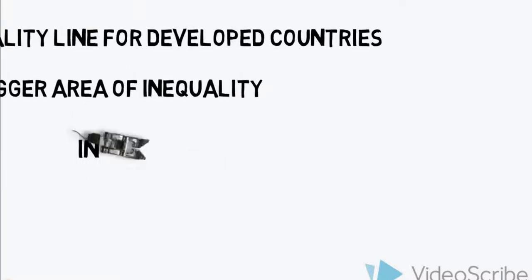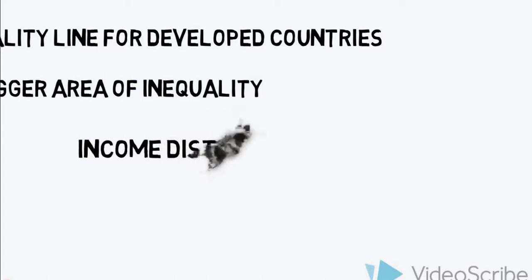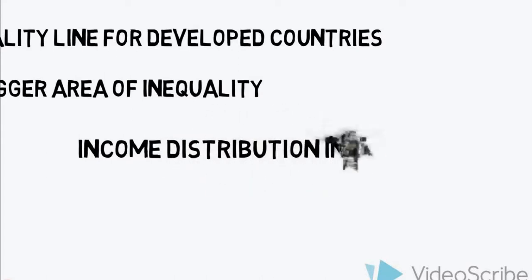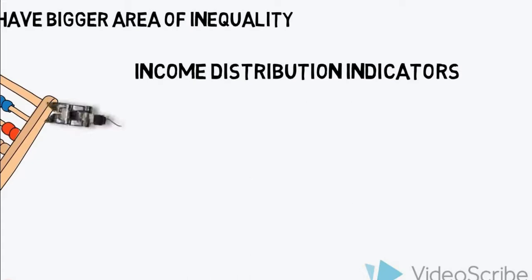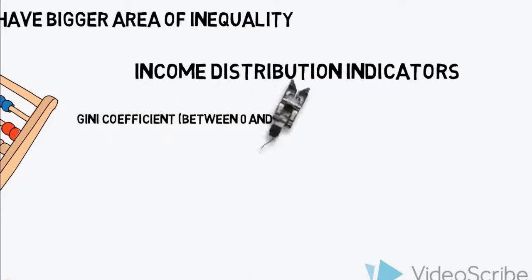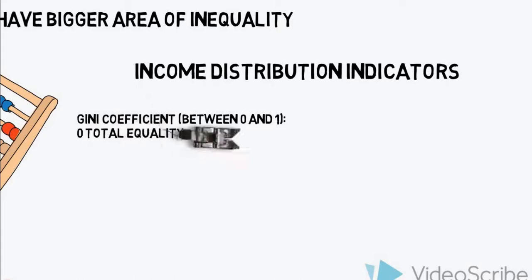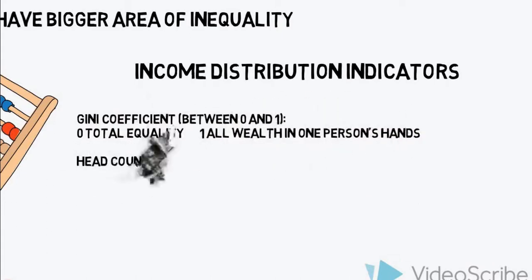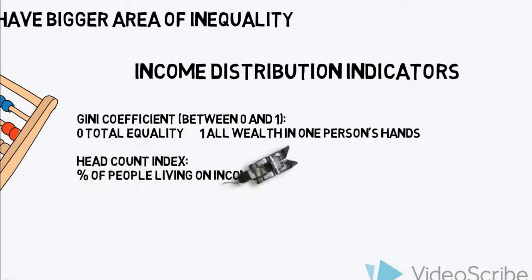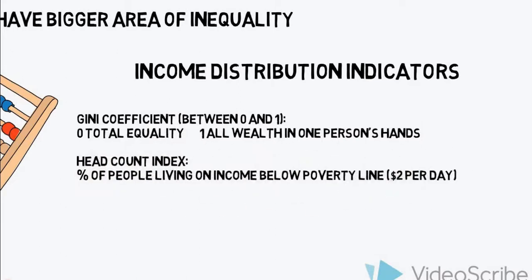Let's have a look at the income distribution indicators. The Gini coefficient will possibly pop up, and we know it is an instrument also used to measure income inequality. The Gini coefficient is calculated from the information provided by the Lorenz curve. It lies between 0 and 1, 0 being total equality and 1 meaning all the wealth is in one person's hand. There's also the headcount index.